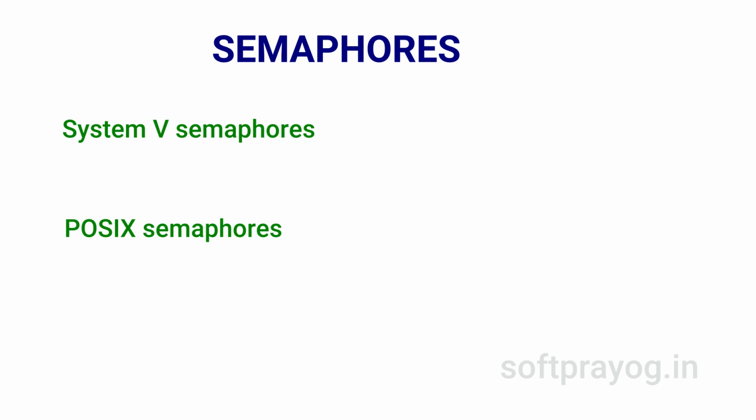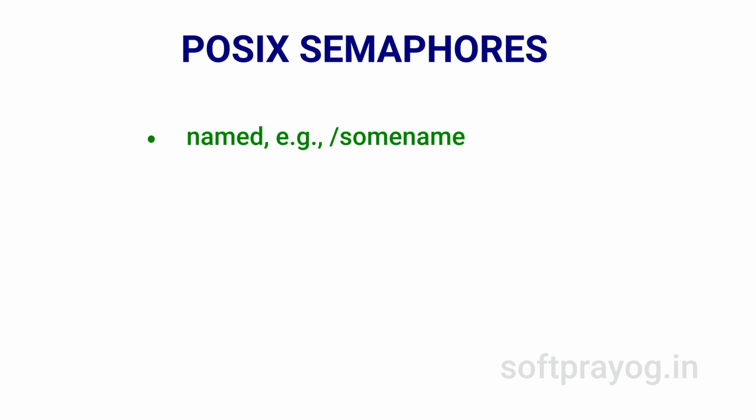POSIX semaphores are as defined in the POSIX 1993 standard for real-time extensions. System V semaphores are complicated and a little difficult to use. POSIX semaphores have been available since some time after the millennium and have a simpler interface and are easy to use. There are two types of POSIX semaphores.